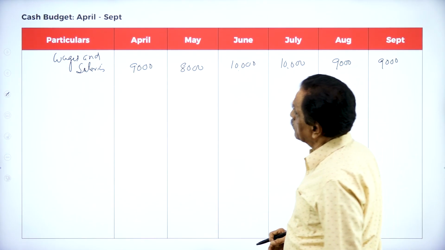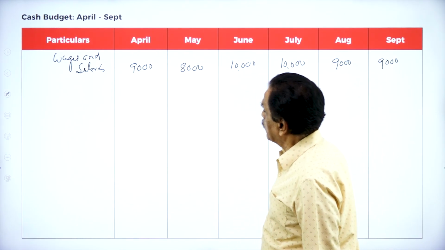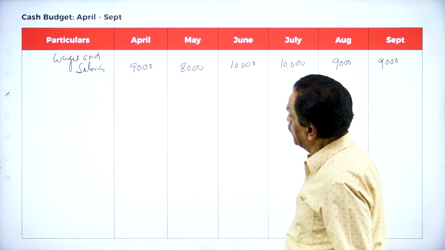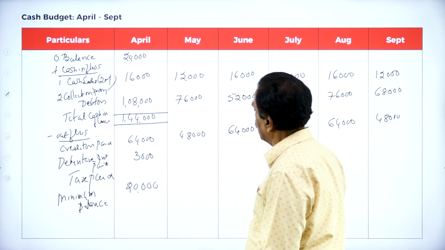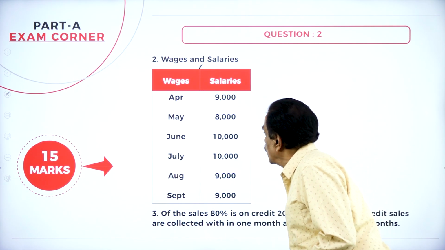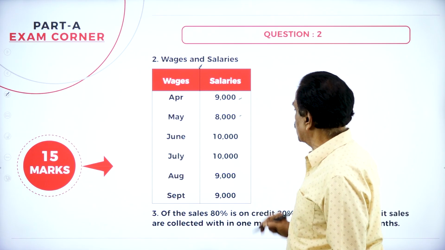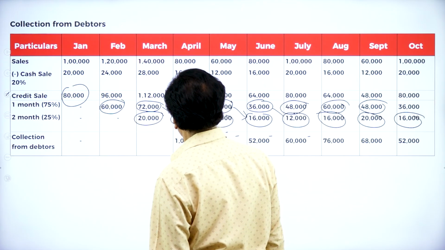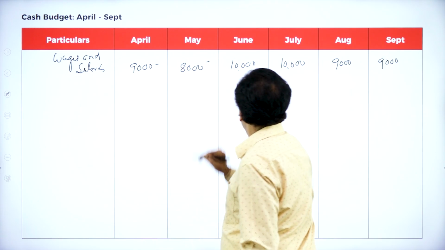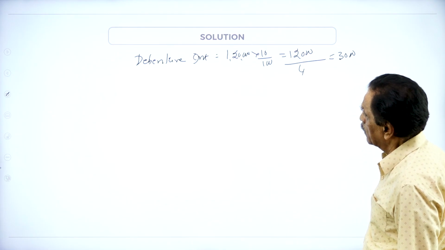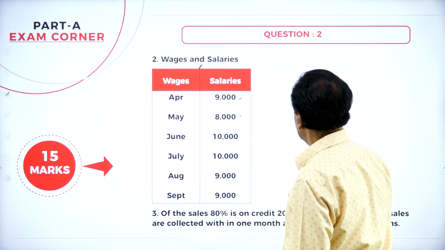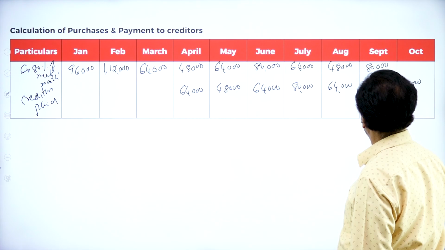So wages are 9,000 rupees. See that minimum balance I have already written. These are all the payments. Once I check this: April 9,000, 8,000, 10,000, 9,000, 8,000, 10,000, then 9,000, 10,000, 9,000, 9,000.